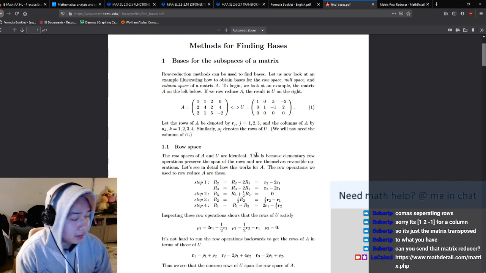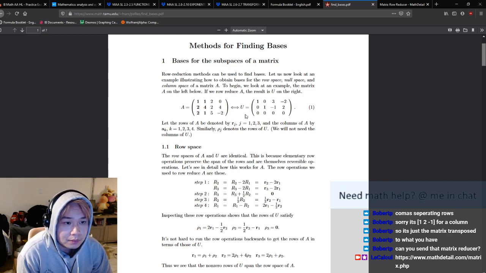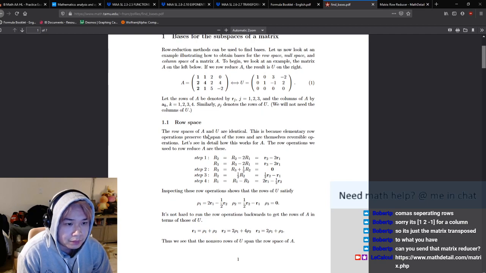Okay, and then let's see. So now we have this reduced matrix, and their row spaces are identical, and row operations preserve that. I don't know if you know that much about it. And then let's see.